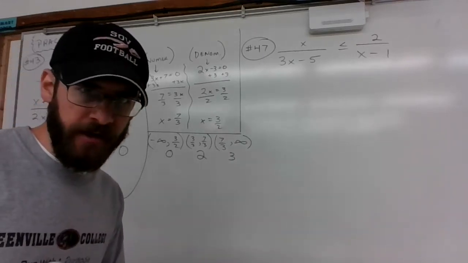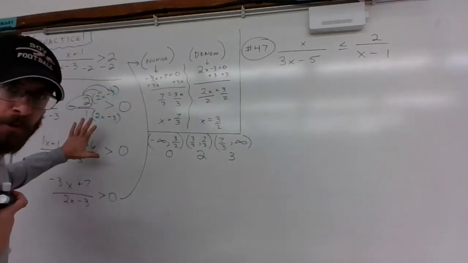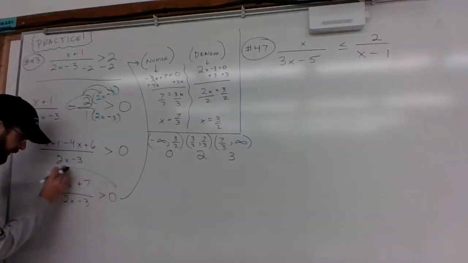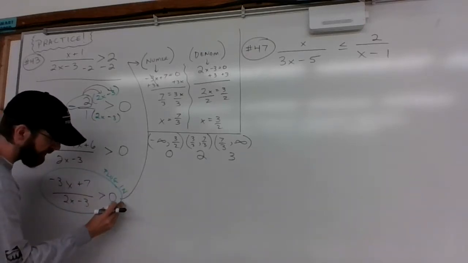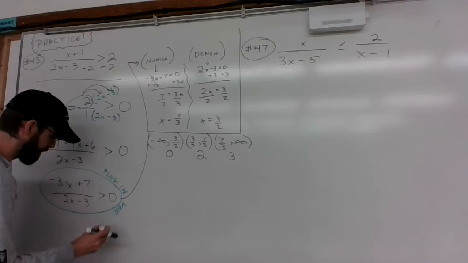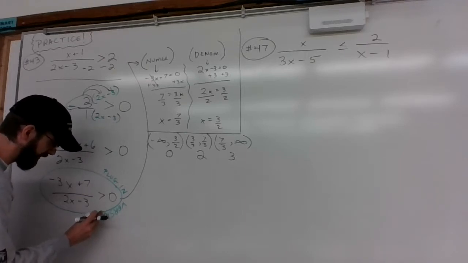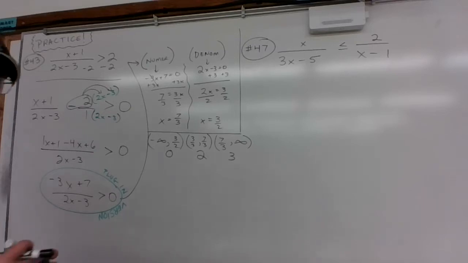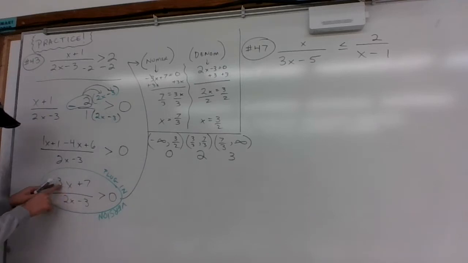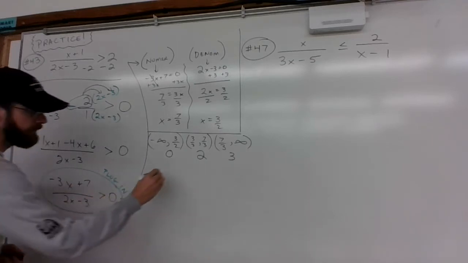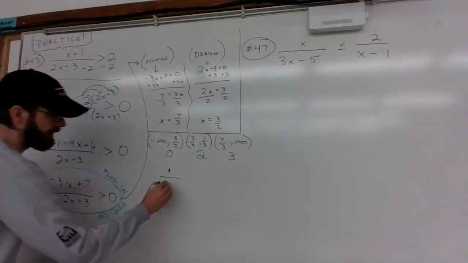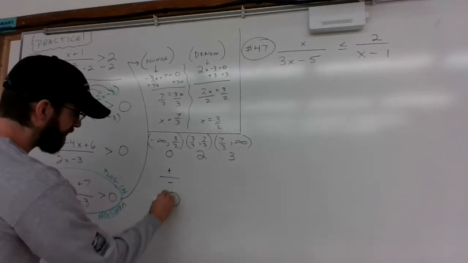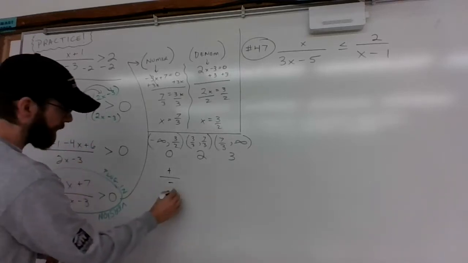So the version of this inequality that I feel most comfortable plugging into is this one. This is the plug-in version. All right, I'm just having a little fun right now with that. That's the place where we want to plug into. This one right here. So I'm plugging in 0. 0 times negative 3, 0 plus 7, positive. Divided by 2 times 0, 0 minus 3, negative. Positive over negative is a negative. That is not greater than 0.